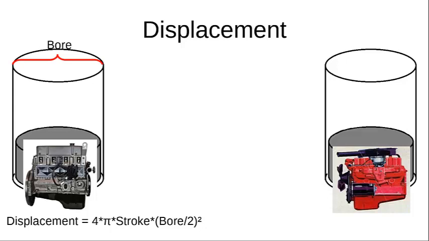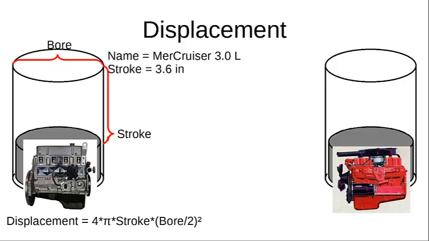And just as a reminder, that would be the bore, and that would be the stroke, right? And so the name, again, for the engine is MerCruiser 3.0 liter. Now, with the information that we just learned, I'm going to define where the 3.0 liter comes from, right? And so in this engine, if you look at the specs for the MerCruiser, it specifically tells you that the stroke is 3.6 inches, right?